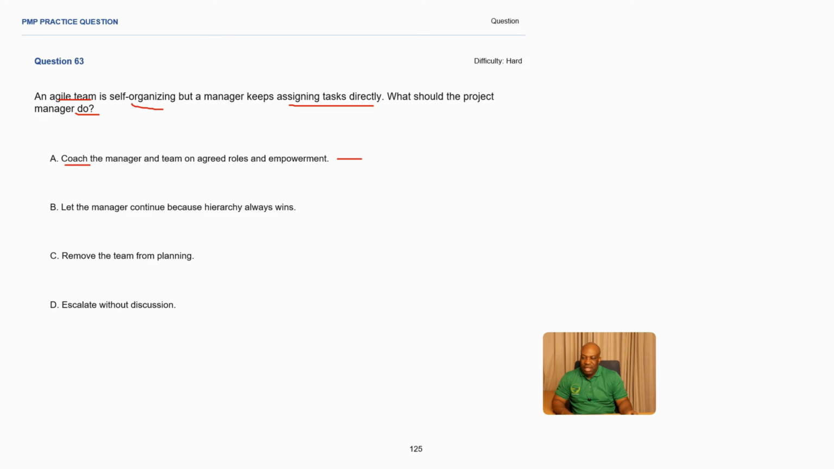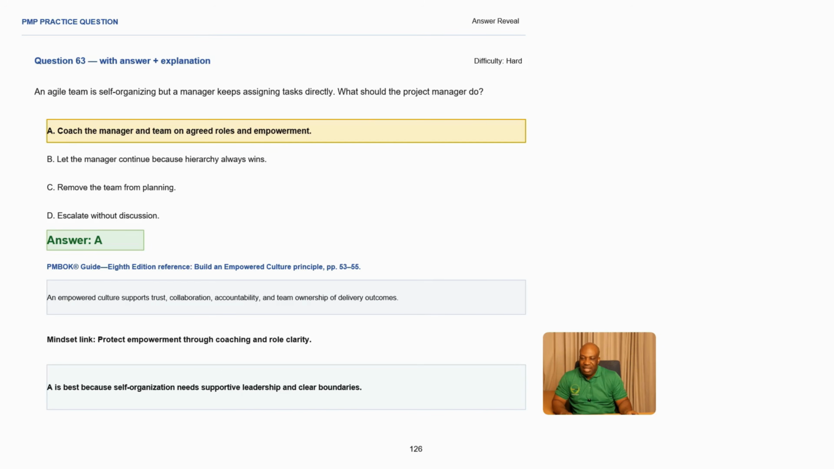Then B, let the manager continue, because hierarchy always wins. In a project environment, managers, in most cases, you find they're not subject matter experts. So allow the team to self-organize in an agile environment, making this one incorrect. Remove the team from planning. You don't just remove the team from planning. You need the team for project planning, making this one incorrect. Escalate without discussion. Don't escalate in a project unless it's something that is beyond your authority or your approval. As a project manager, try to resolve issues at project level, making this one incorrect. So the best answer here is A. You need to coach the manager and the team on agreed roles and also empowerment.